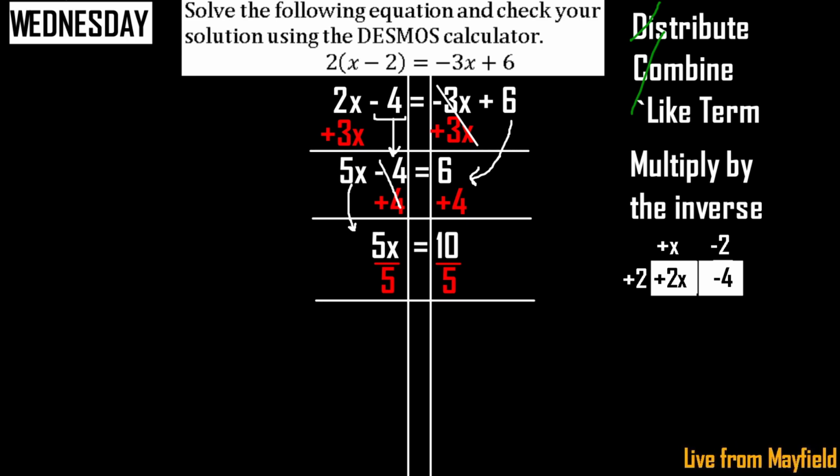Make sure you're saying, hey, this is equal to 1. Again, on the side, 5 divided by 5 is equal to 1, meaning I have 1x equals 2. Always circle your answer, so that way you can be able to check it. To check it, again, you can use back substitution. So anywhere where you had an x, you now would have a 2. Or you can plug it into that Desmos calculator for yourself.